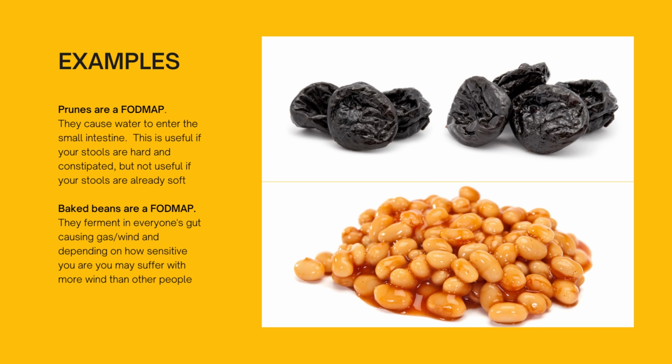Baked beans, another example. So baked beans ferment in everyone's guts. We always hear the term beans means farts, and that's because they ferment, cause gas and wind, and depending on how sensitive you are, you may produce more wind than other people. So baked beans and prunes, really good examples of FODMAPs.